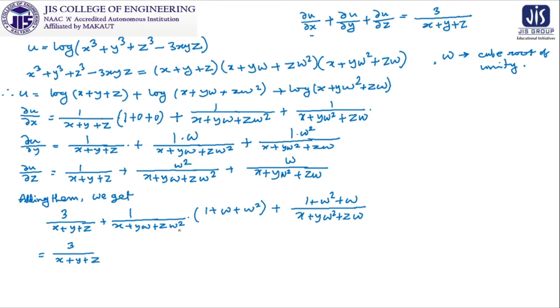Now 1 plus omega plus omega square, what is the value of this? This is also another algebra. You know that 1 plus omega plus omega square equals 0, because you can find the roots of unity and add them. Their addition will give you 0. So this part will make this whole thing 0, and this part will make this whole thing 0. And finally what was desired is achieved by us, that del u del x plus del u del y plus del u del z is 3 by x plus y plus z.